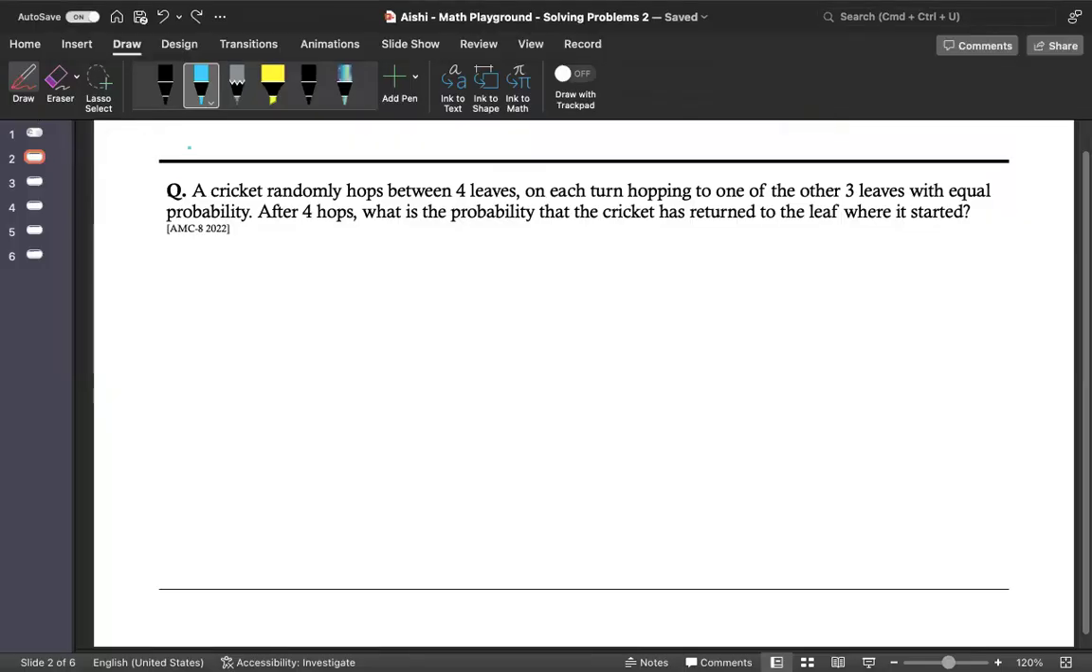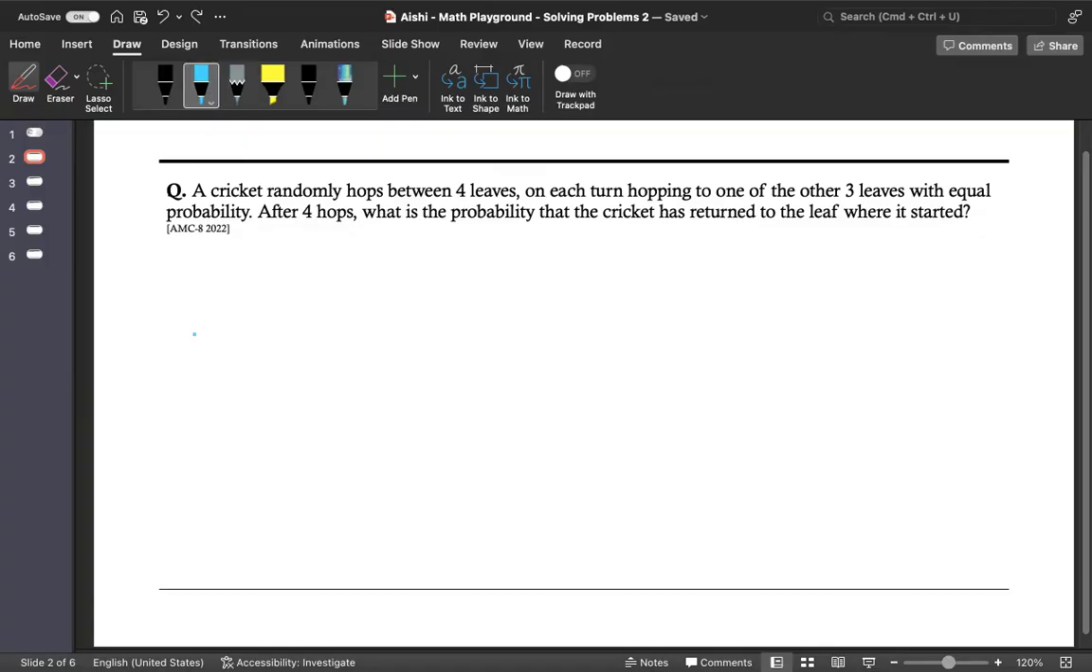Okay, so our first problem. A cricket randomly hops between four leaves. On each turn, hopping to one of the other three leaves with equal probability. After four hops, what is the probability that the cricket has returned to the leaf where it started?